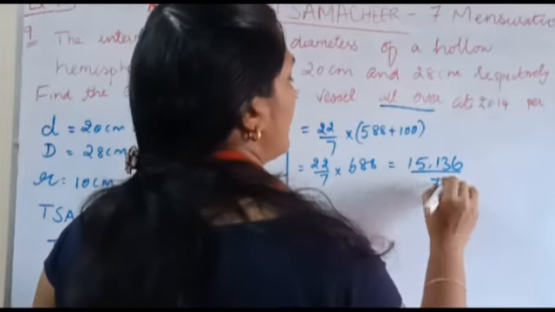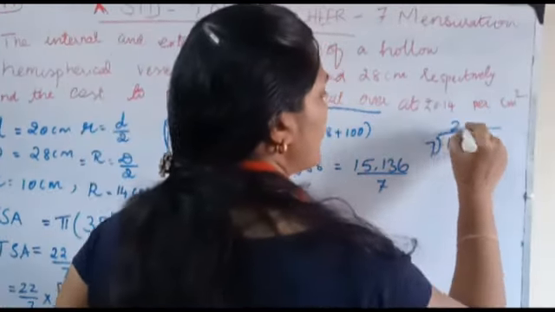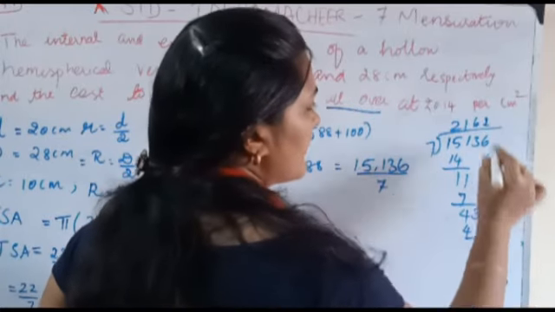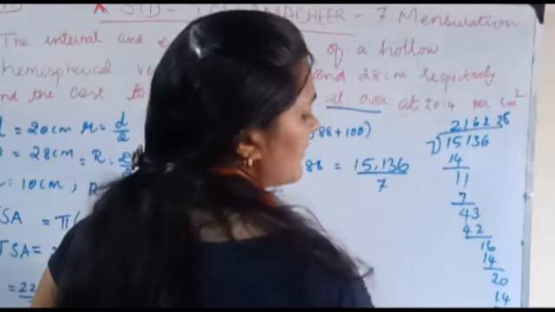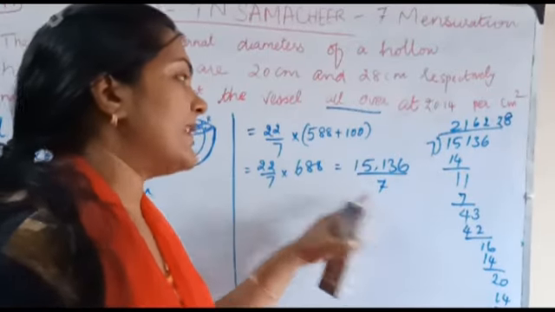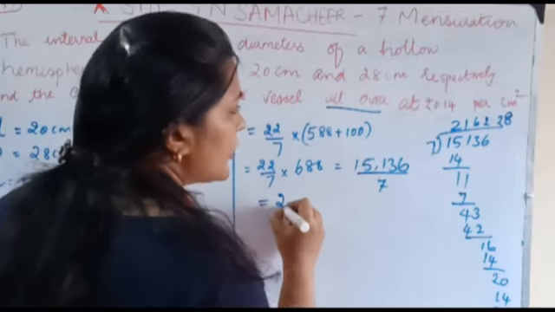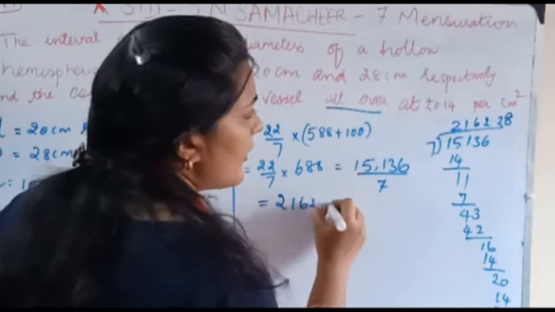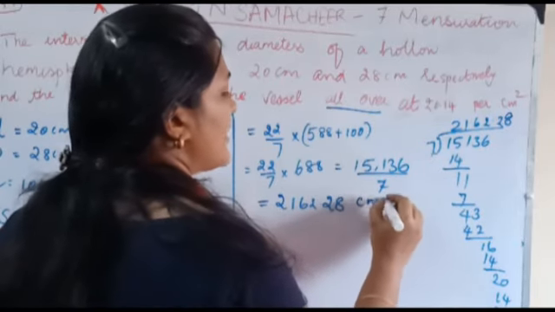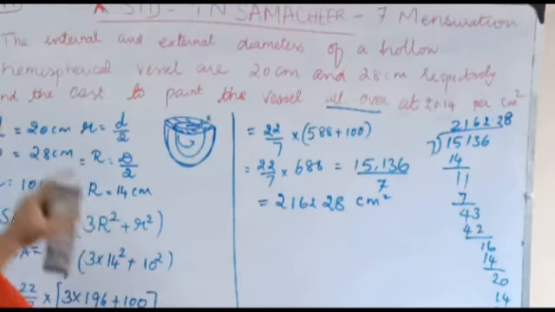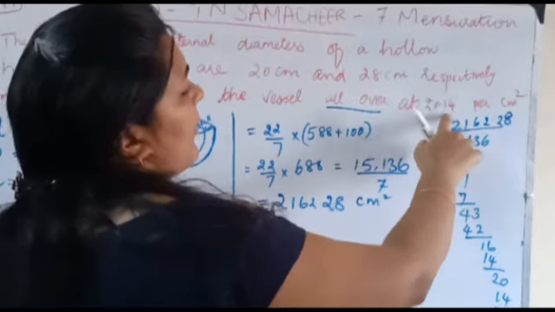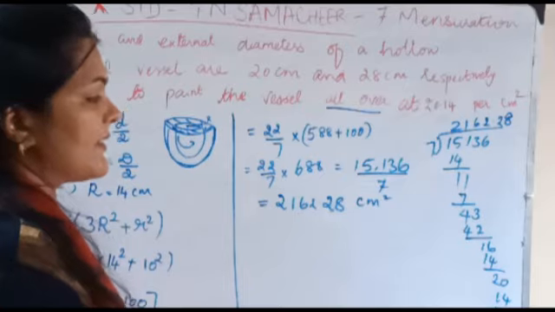Divided by 7. Now, when you are dividing 15,136 by 7, you will get 2,162.28 centimeter square. See what they are asking? Cost of paint the vessel all over at 0.14 rupees per centimeter square.